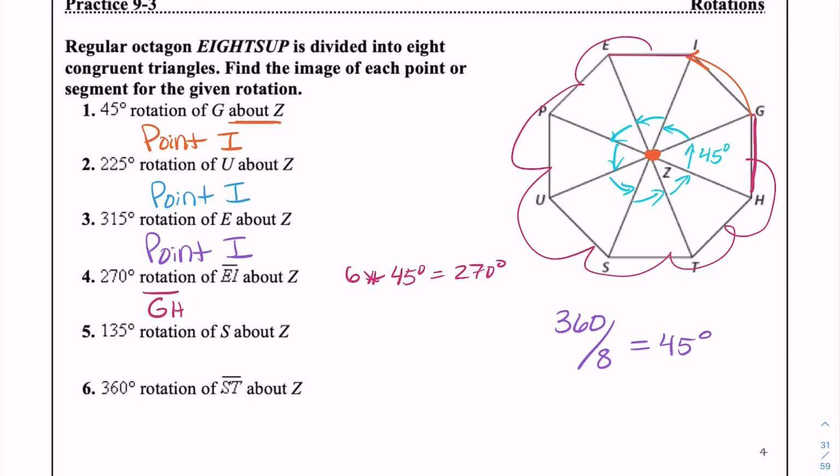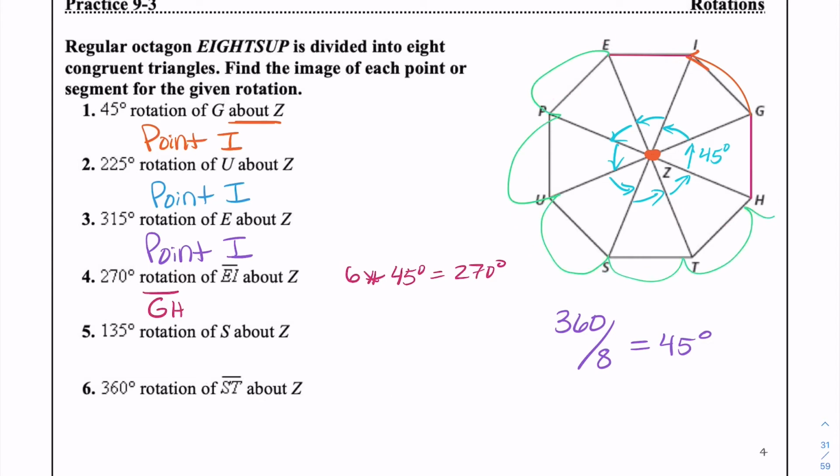So it's this whole segment. So think about this. E is moving 1, 2, 3, 4, 5, 6. E now becomes G. I is moving 1, 2, 3, 4, 5, 6. It becomes H. So E becomes G, I becomes H, and that is my rotation of my entire segment EI, which brings me to GH.